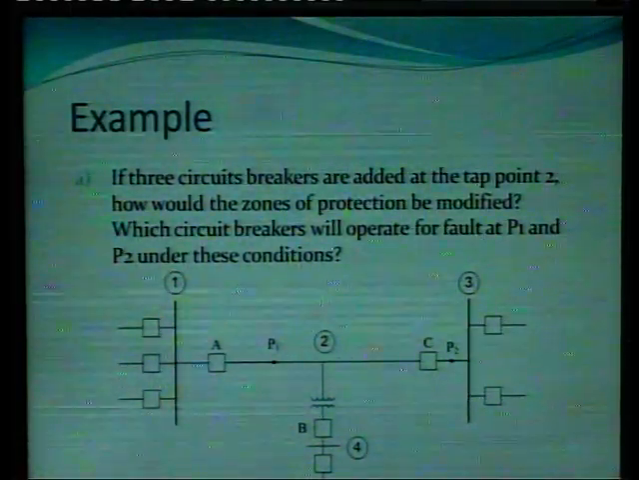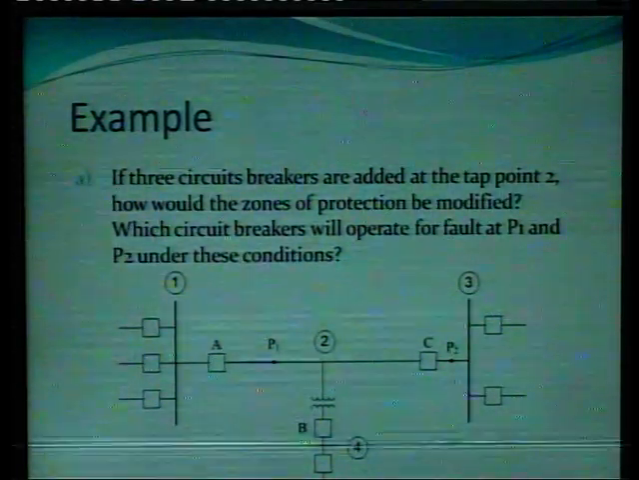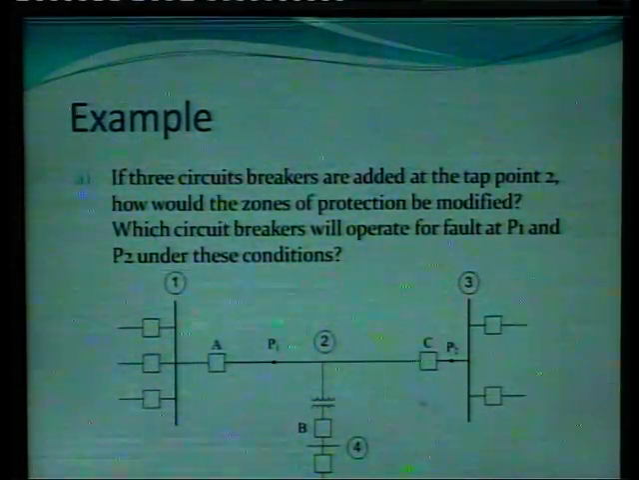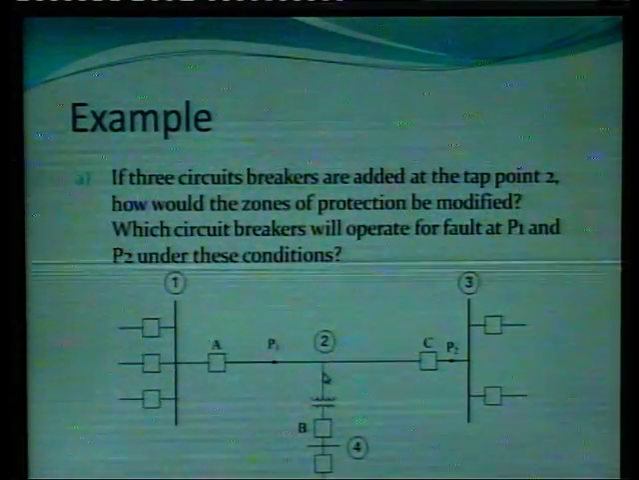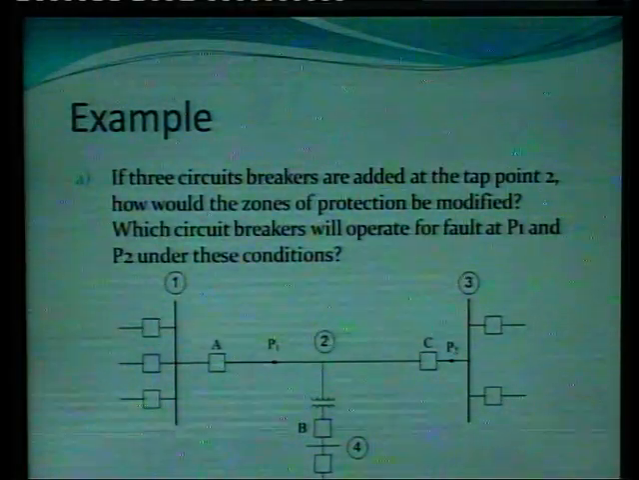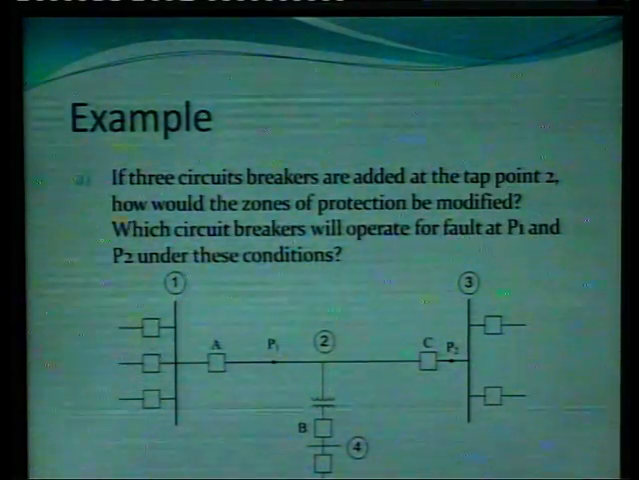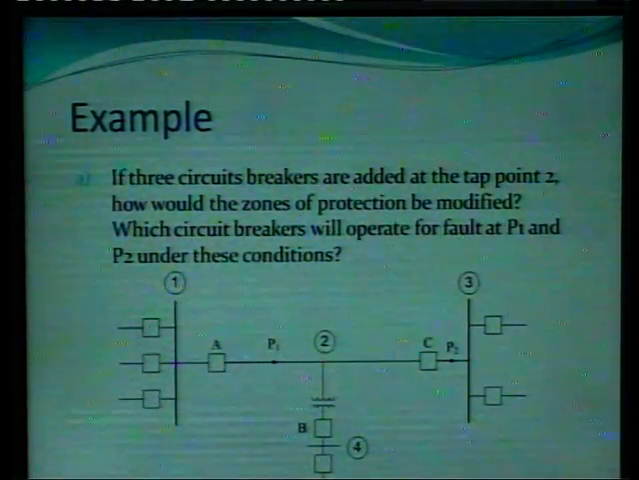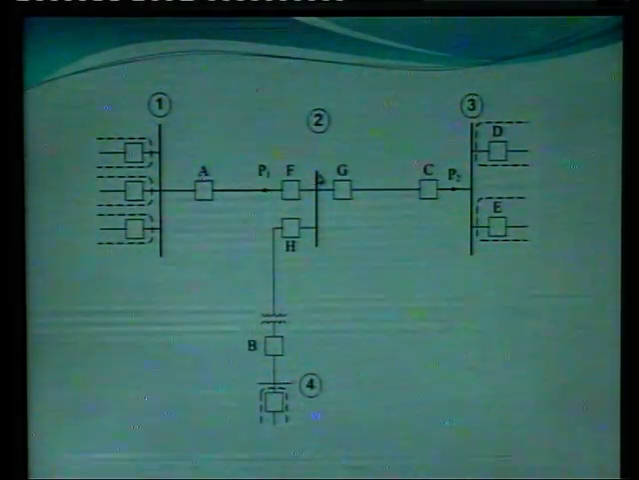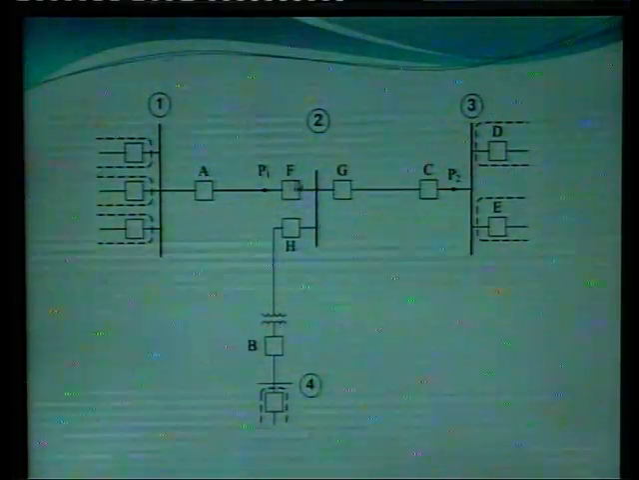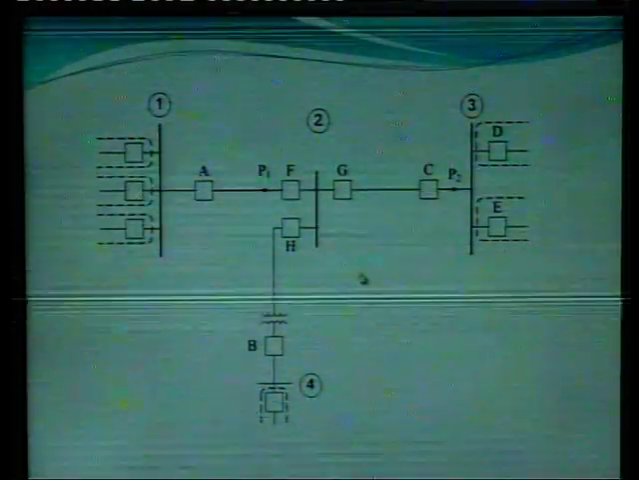The second example, if 3 circuit breakers are added at the tap point 2, now we have to add 3 circuit breakers at this tap point 2. How would the zones of protection be modified, and which circuit breaker will operate for fault at P1 and P2 under these conditions? Now here at P2 I have added a bus bar and 3 circuit breakers are added in this way. Now let us see different zones of protection.